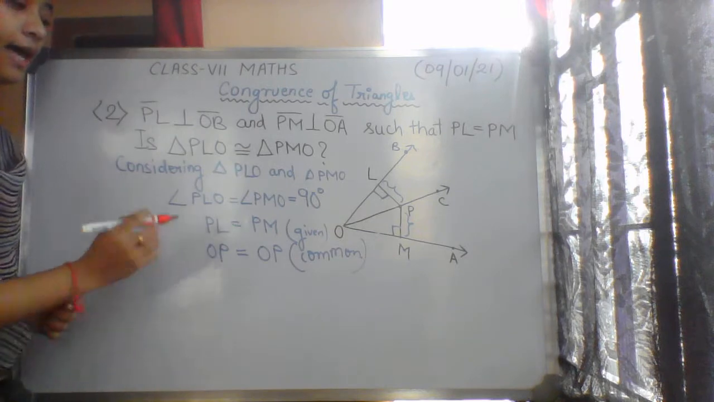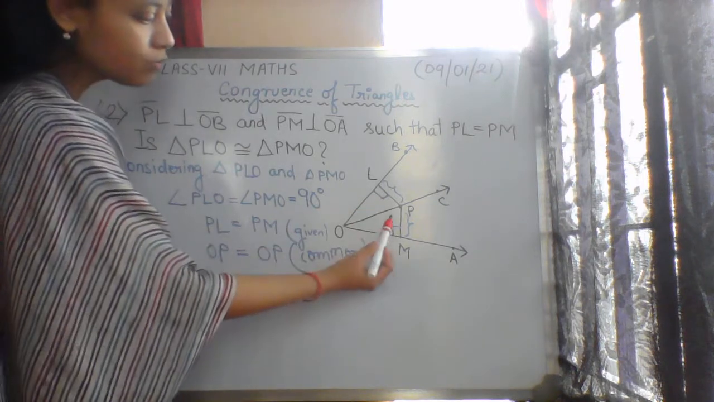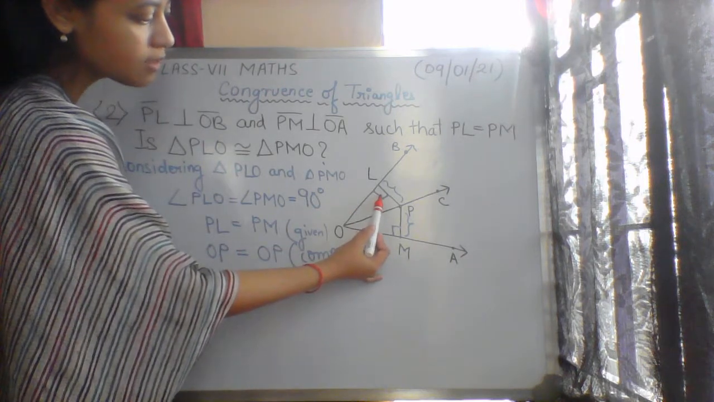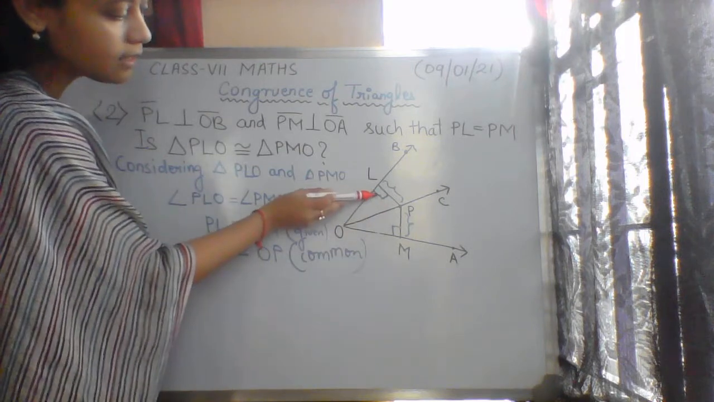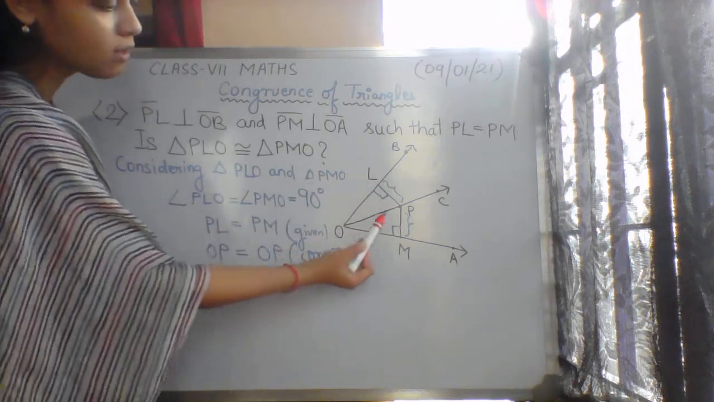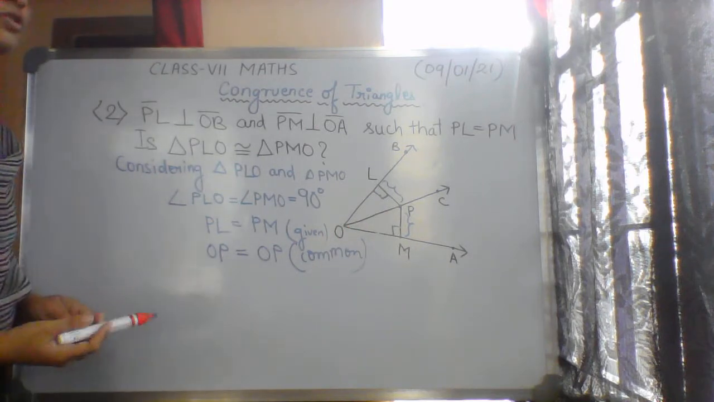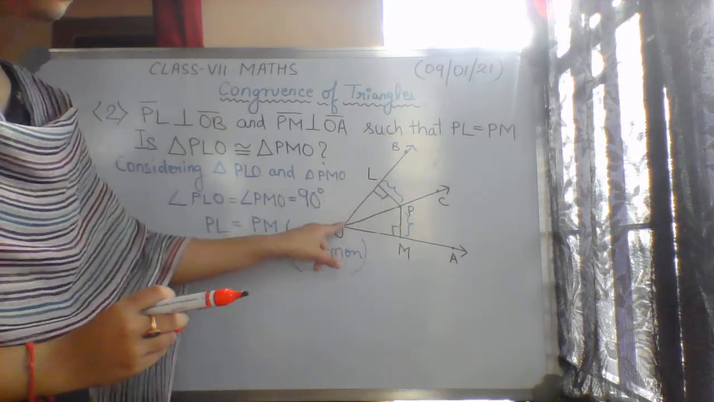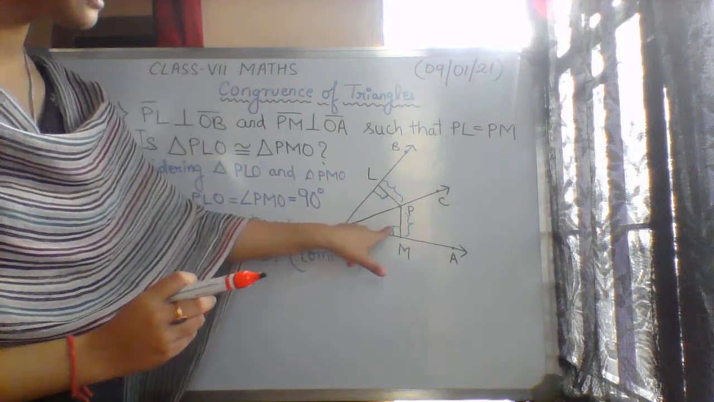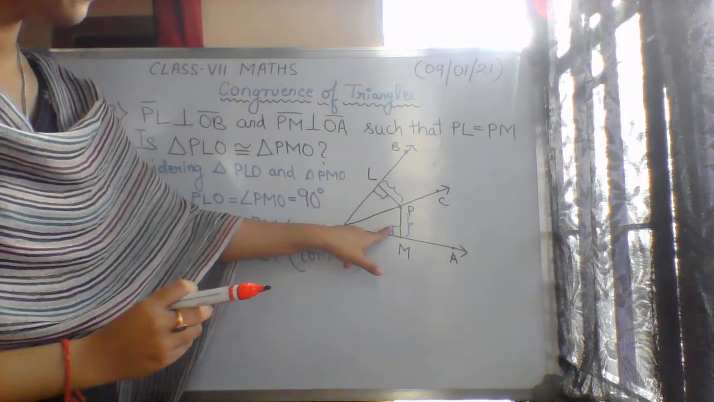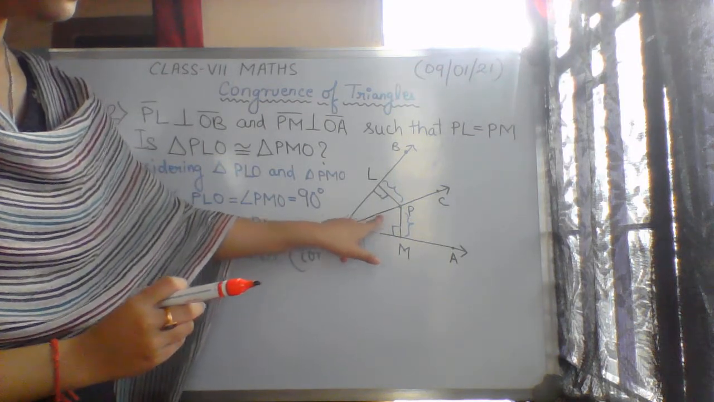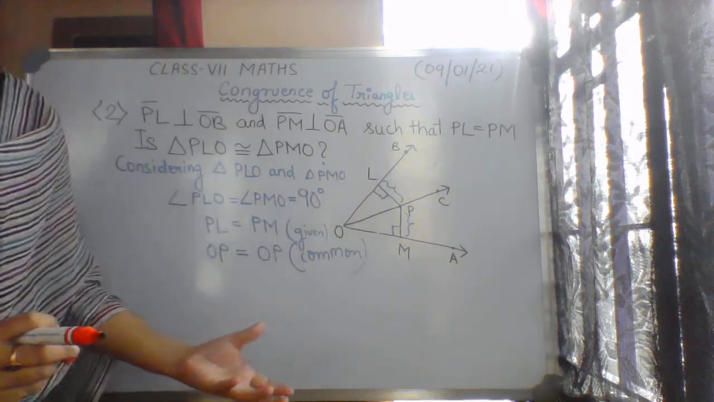Now, H: which side is the hypotenuse for this triangle? This is 90 degrees, so the side opposite to that is this one, OP. So OP is the hypotenuse of triangle PLO. Similarly, this is the right angle, so what is the hypotenuse for this triangle PMO? This one. So the hypotenuses are equal.